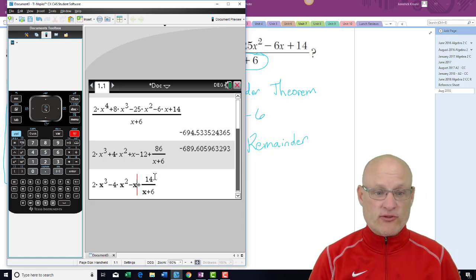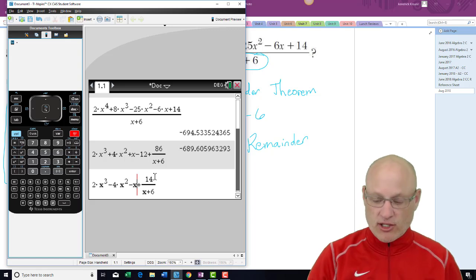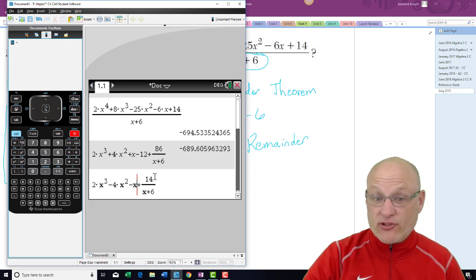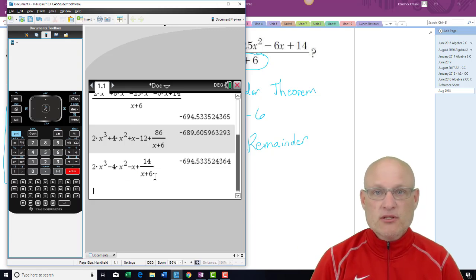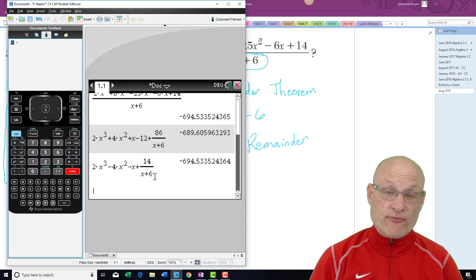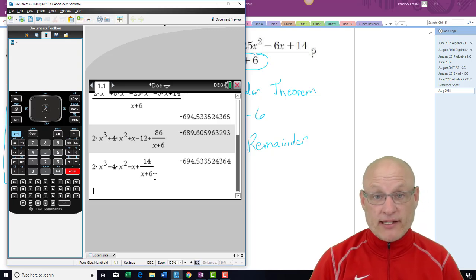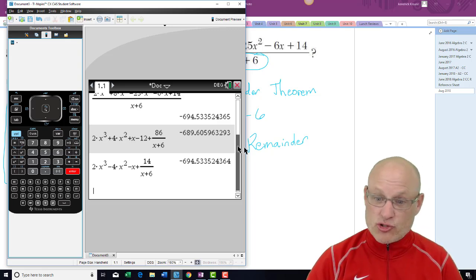2x cubed minus 4x squared minus x plus. Okay, good. And if this is right, it should be negative 694.53524365. There it is. So I'm able to store a number in for x and check the answer that way. All right, so now I've showed you 2 ways to do it.